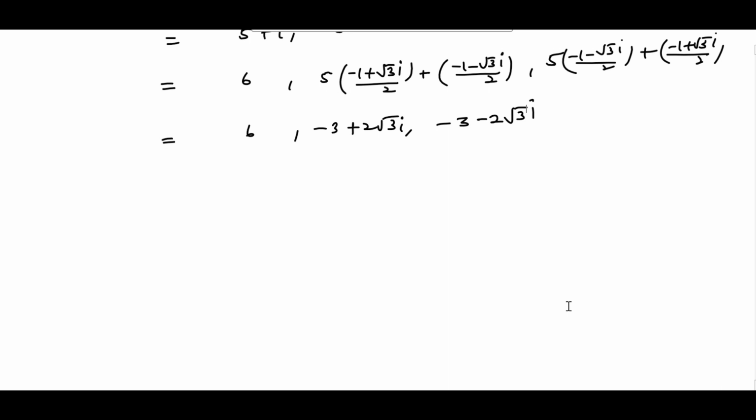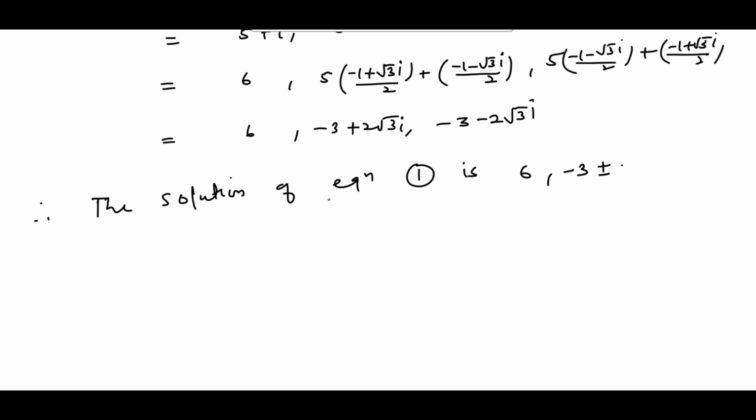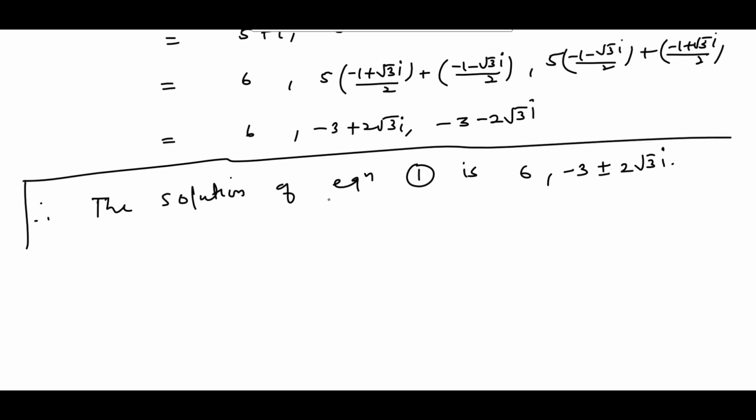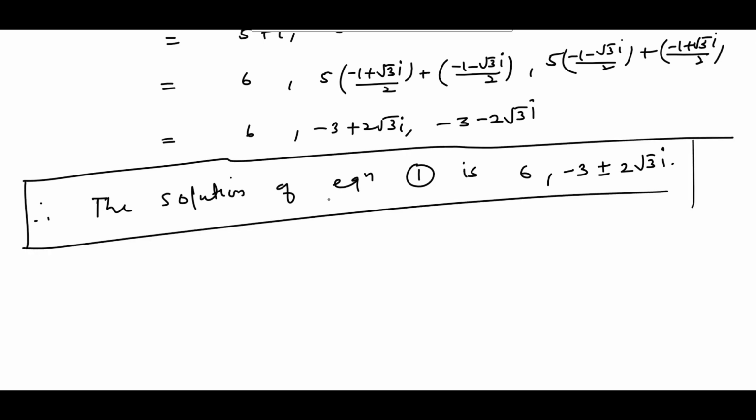So therefore the solution of equation 1 is 6, comma negative 3 plus or minus 2 root 3i, and this is our required final answer.